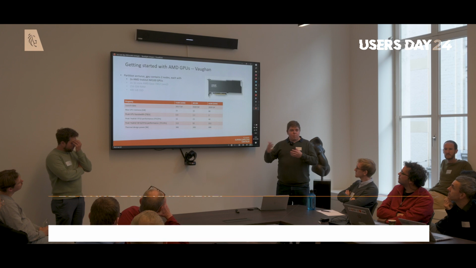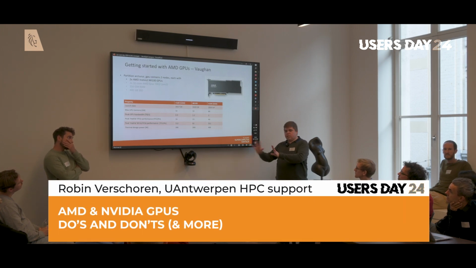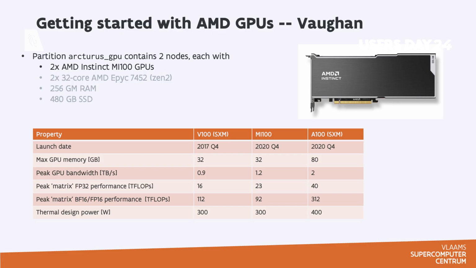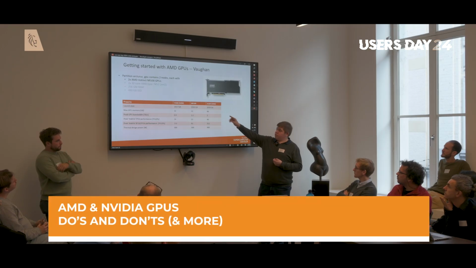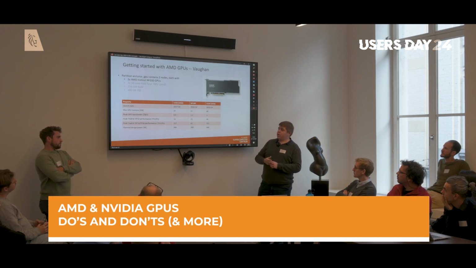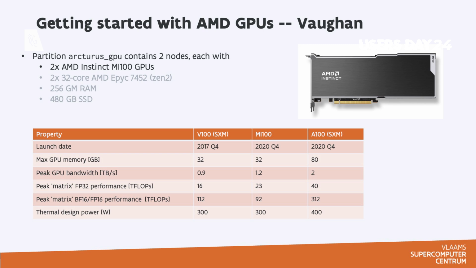A way to bridge the gap between the Tier 2 CPU work and the NVIDIA GPU nodes. Because we know that AMD GPU nodes are hard to test on, we are bridging the gap. At Antwerp, we have one partition, Arcturus GPU, which contains 2 nodes, and each of those nodes has 2 AMD Instinct MI100 GPUs.